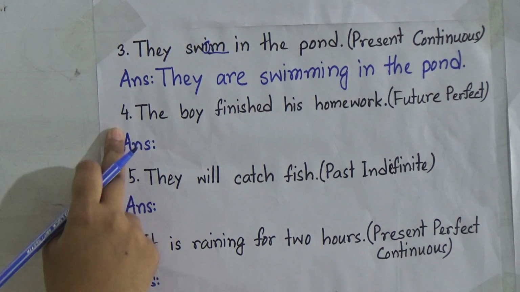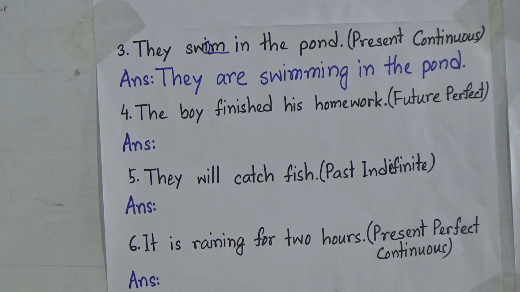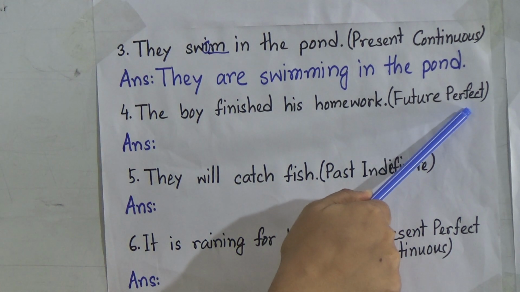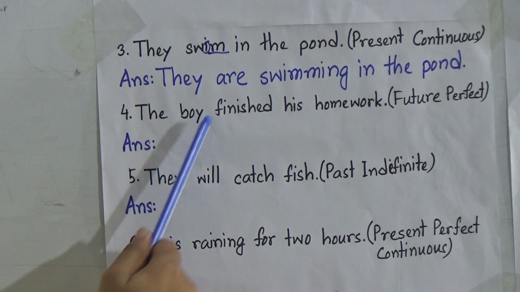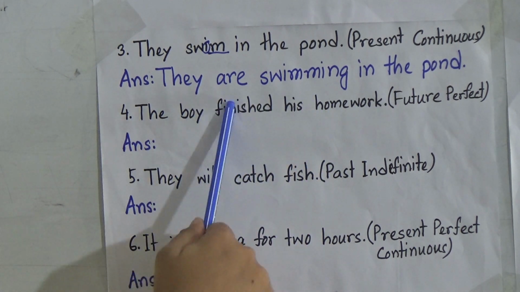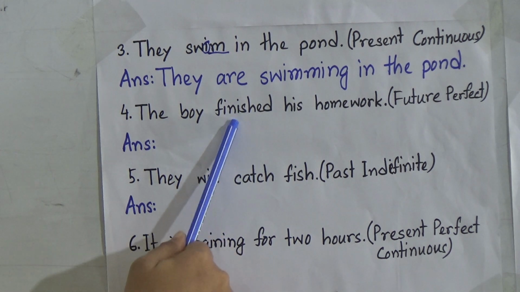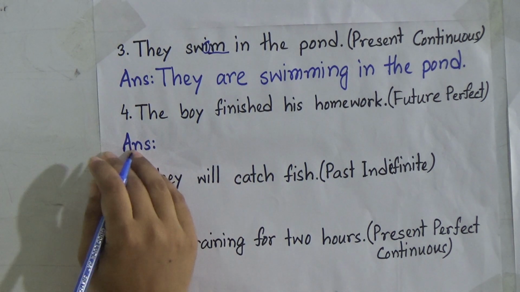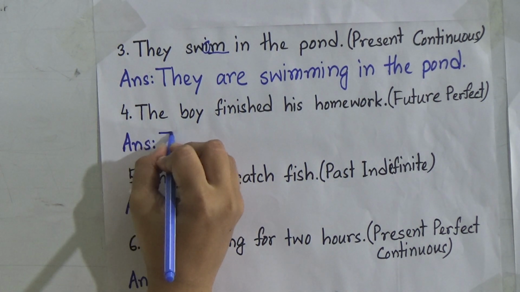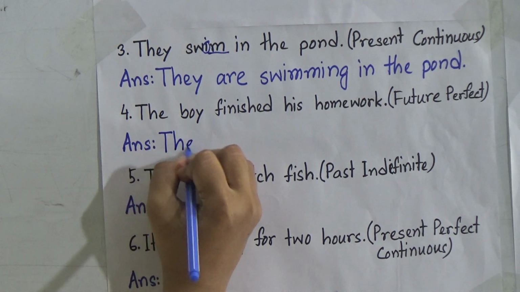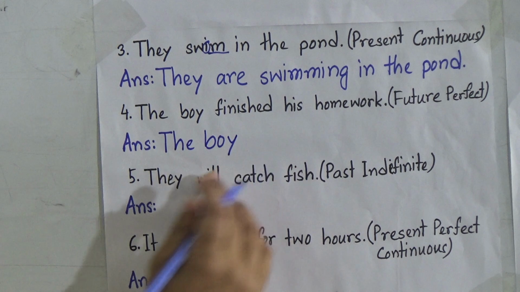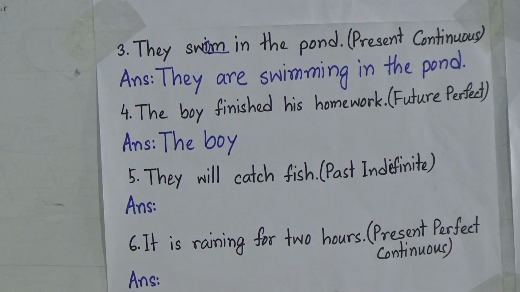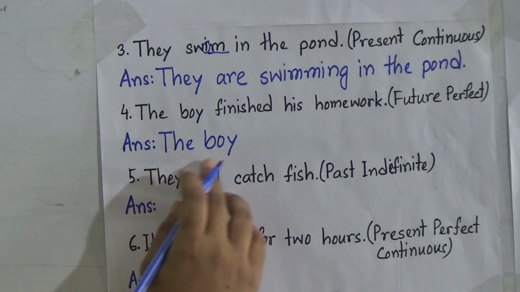Now number 4. The boy finished his homework, and we will change it to the future perfect tense. Look, the boy finished his homework, and there is the past form of the verb finish, so it is in the past indefinite tense. Now we will change it to the future perfect tense. According to the structure, we will write the boy, that means our subject. In future perfect tense we will use will have or shall have. So we will use will have.